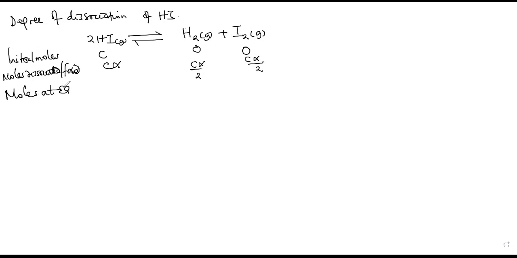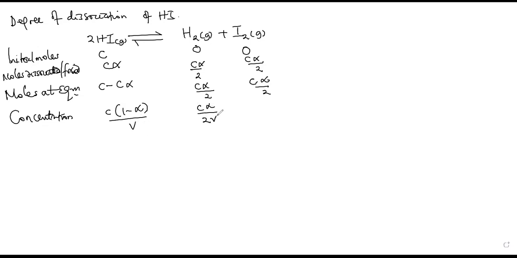Moles at equilibrium will be C minus C alpha, and this one will keep C alpha over 2, and this one also C alpha over 2. Now from there, we can get the concentration at equilibrium. We shall divide by volume, so it will be C(1 minus alpha) over V, and C alpha over 2V, C alpha over 2V.